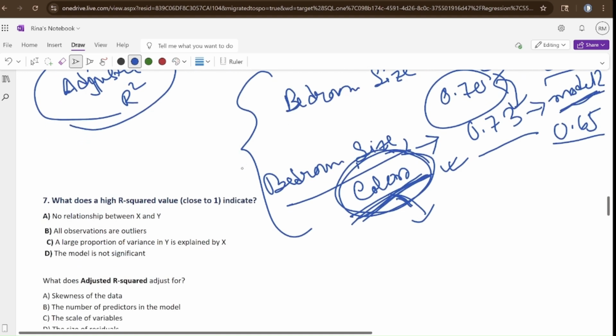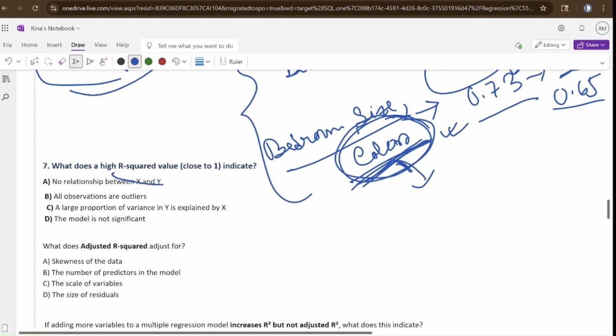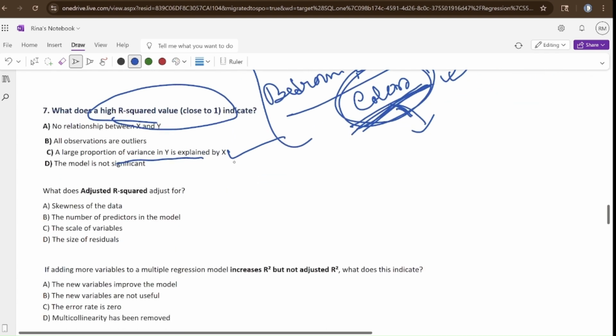Now let's solve the questions. What does a high R squared value indicate? A high R squared value indicates that a large proportion of variance in Y is explained by X. Okay. What is adjusted R square adjusted for? It adjusts for skewness of data? No, the number of predictors in the model.